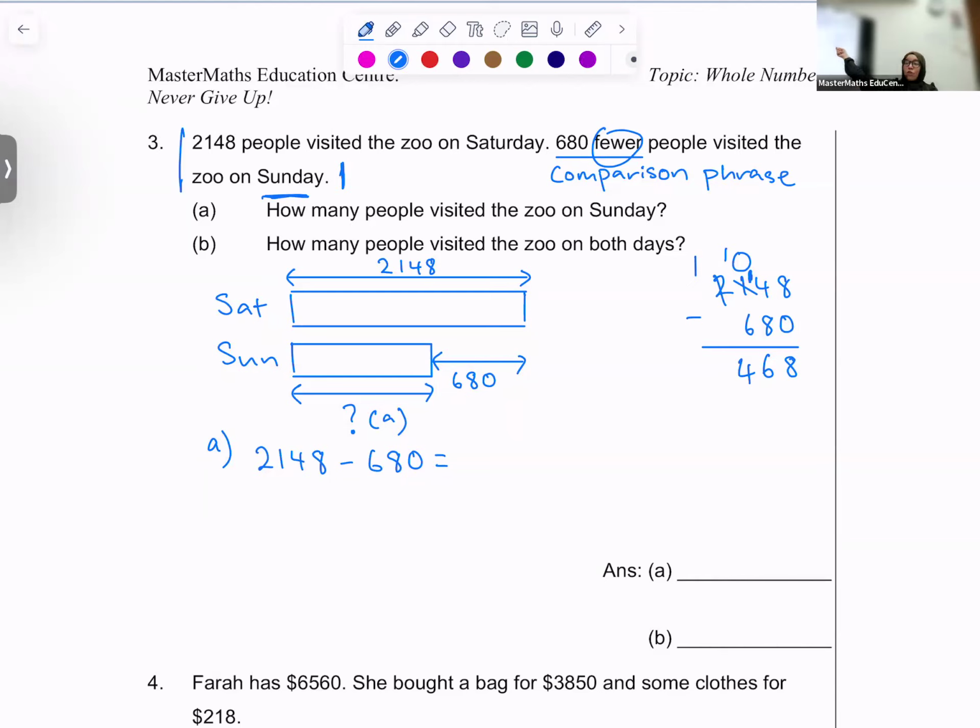Okay, very good. So we put a 4 here. All right, and then we have the 1 minus nothing. So that's just 1. Okay. So this is 1,468. This is the number of people on Sunday. So we can write this down first. 1,468. Okay.